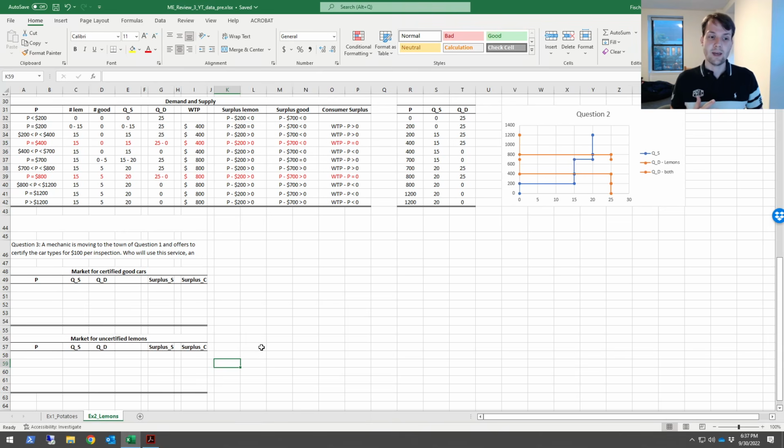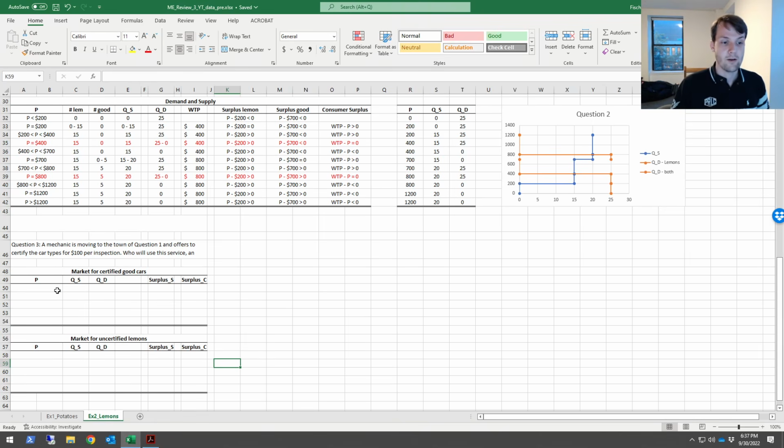Because when they get their car certified, what's going to happen is it's going to say this is a good used car. This costs $100, so the willingness to sell now goes up. Previously, they wanted $700 per car that they sold. Now they want $800. If they certify it, we're going to see what happens to the market.